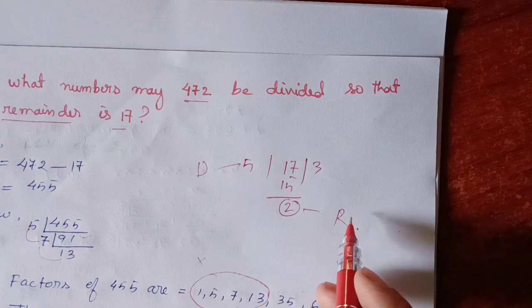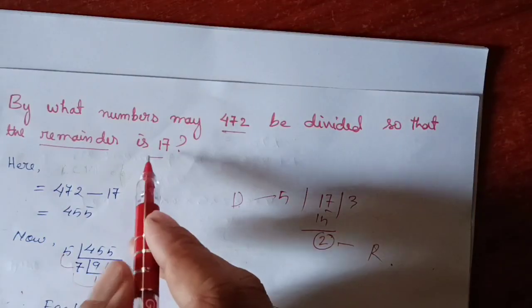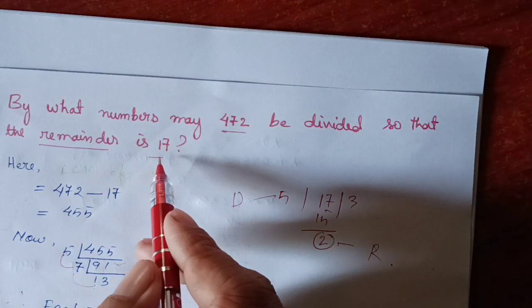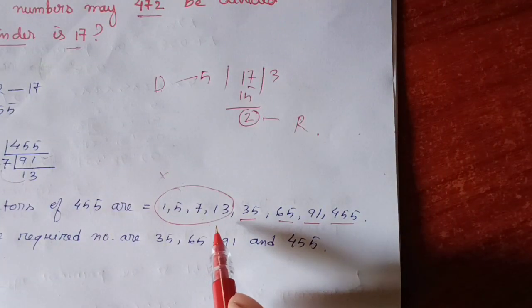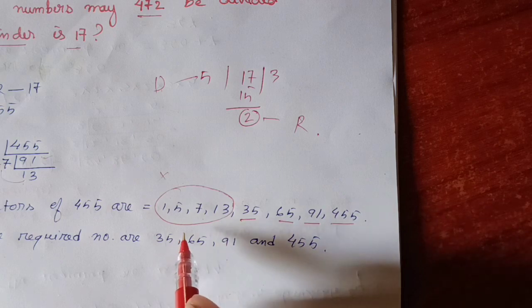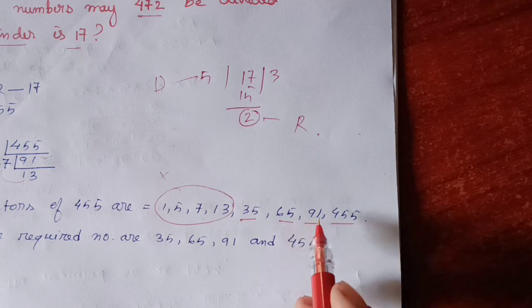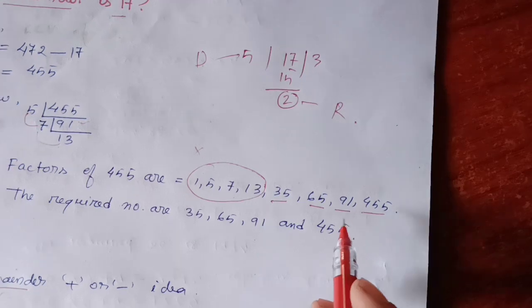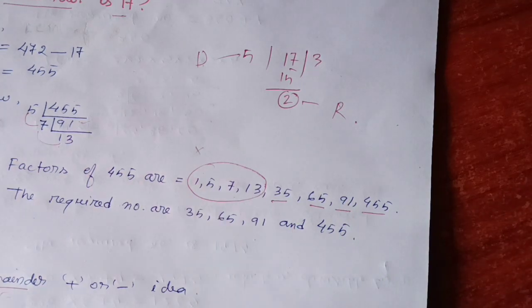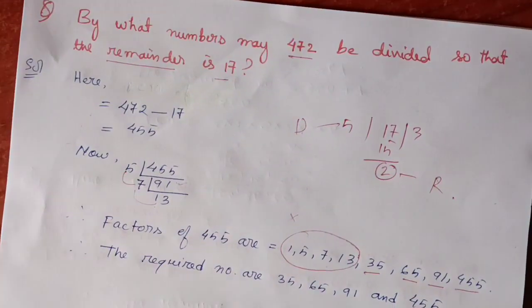So we should always select the divisor which is greater than the remainder. Here for our question, the remainder is 17. That is why we should select a number which is greater than 17. So the numbers greater than 17 in this question are 35, 65, 91, and 455. These are the only numbers which are greater than 17. I hope we are clear with this calculation.